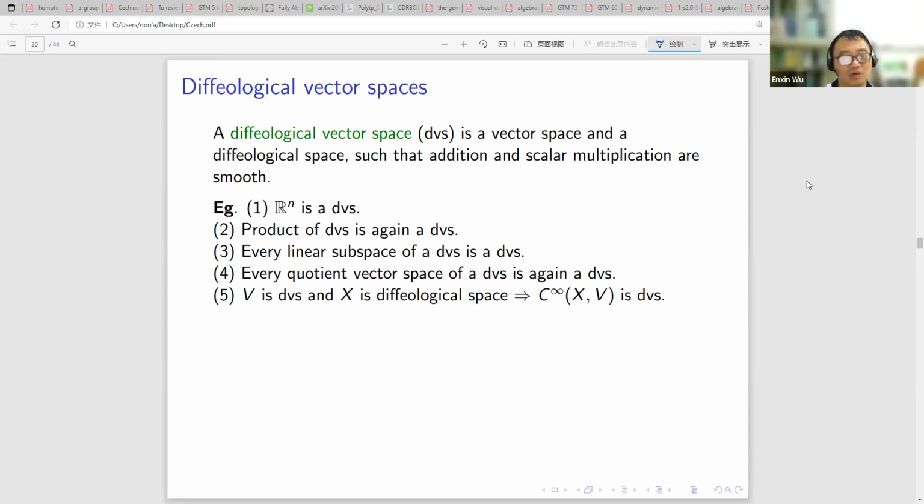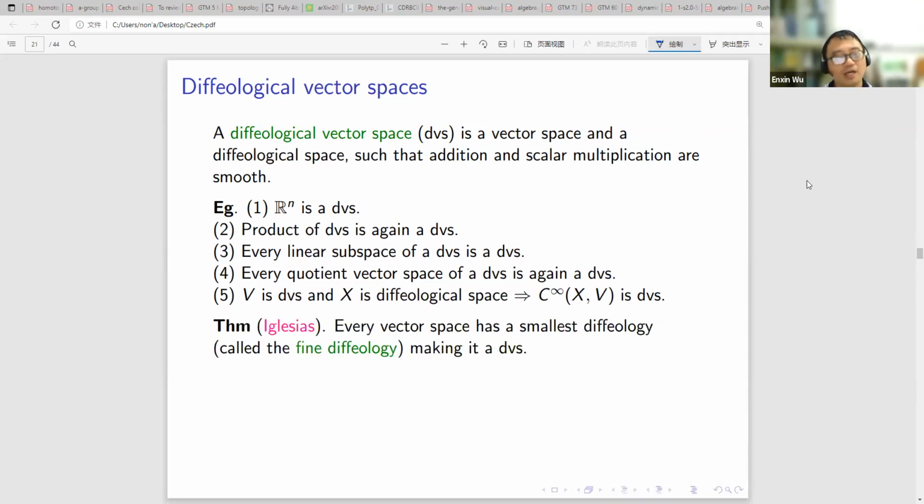In particular, we still have this R^N, the countable infinite product of R. I always want to mention this. Iglesias first studied these things, because they were the first to introduce these concepts. So it's very natural to ask what diffeology a vector space could have.